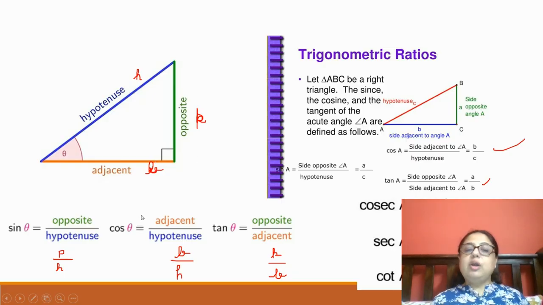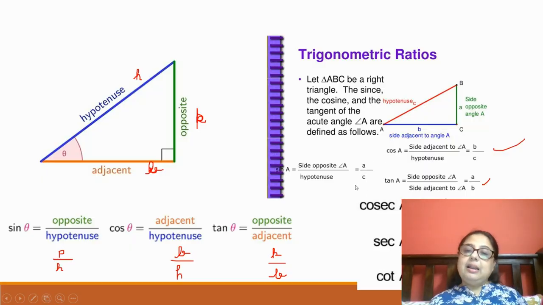Now children, it's not necessary that theta will always be given. Instead of theta, any other name can be given. Suppose here it is given as A. In that case, sine A will be the ratio of the opposite side of angle A and the hypotenuse. The opposite side of angle A is small letter a and the hypotenuse is c. Thus sine A is equal to a by c.